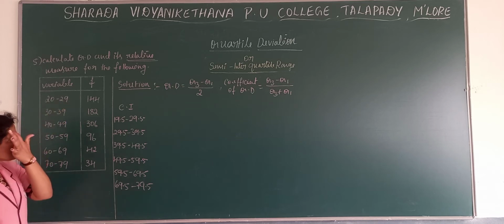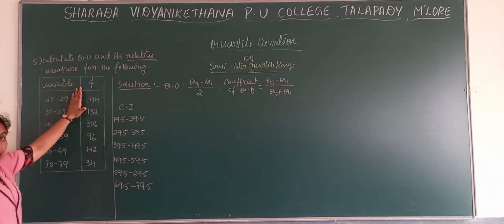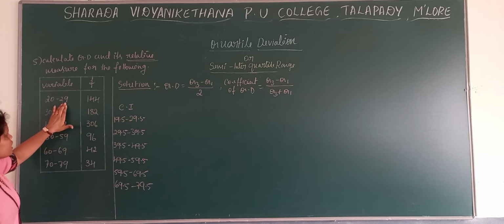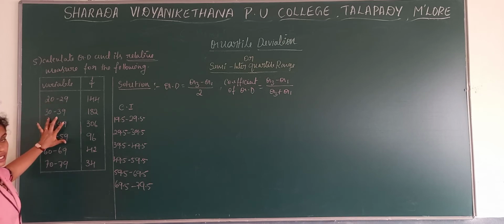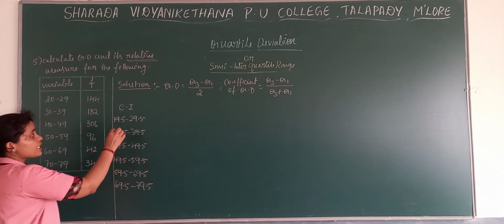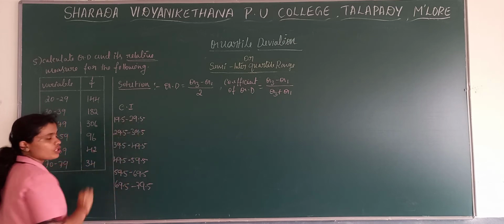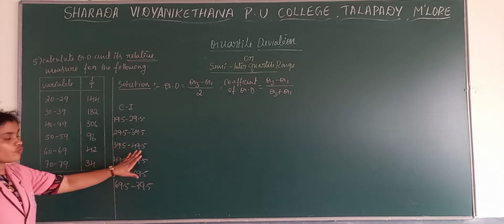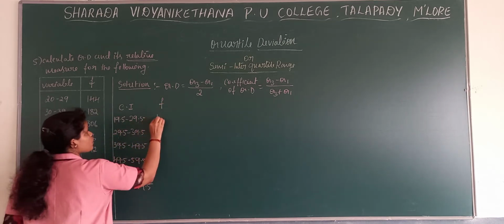This is where we need to convert inclusive into exclusive. How can we identify that it is inclusive? Where your upper limit is not continuing as the lower limit in the next class. So this is inclusive, and we converted it into exclusive. Now we can get the continuity: 19.5 to 29.5, 29.5 to 39.5, 39.5 to 49.5. Next write the frequencies.